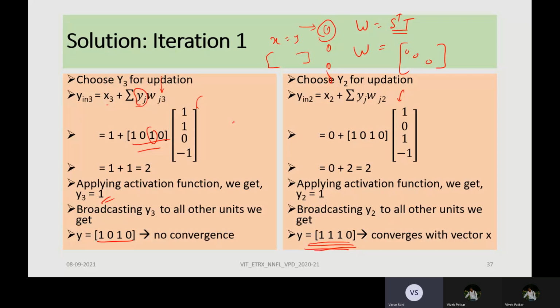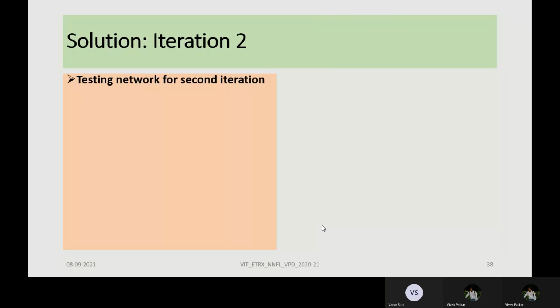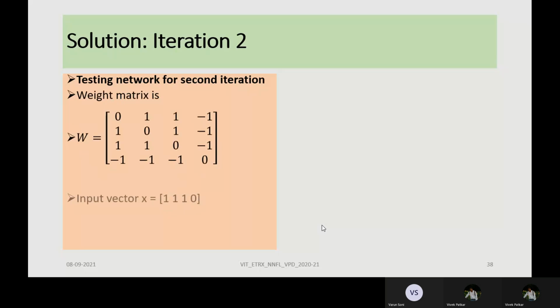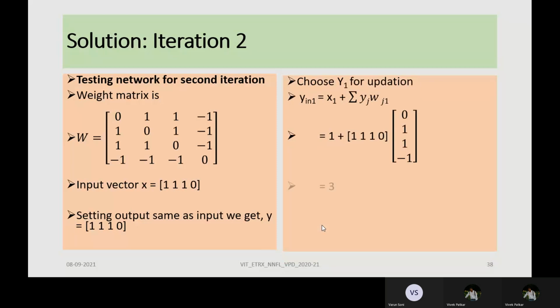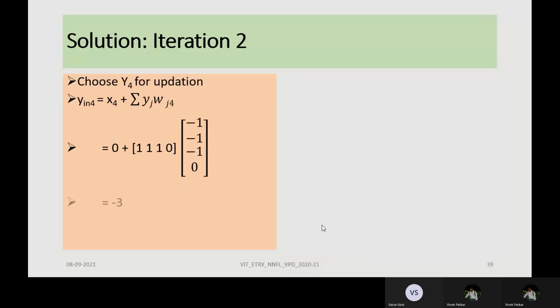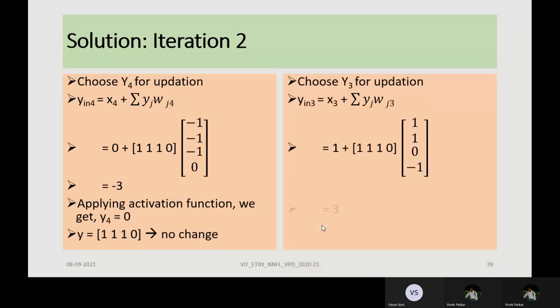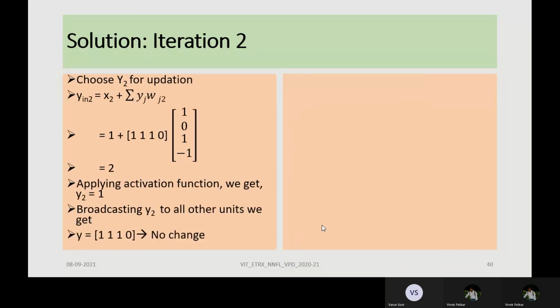Clear? Yes, sir. Clear. So I will now give you the starting steps, so you can go ahead with the second iteration also if you want. So this is a weight matrix, the input vector is given. First time we take output as same as input, then choosing y for updation, applying the activation function, there is no change. फिर y4 मैंने select किया, there is no change. y3 select किया, there is no change, and y2 select किया, there is no change, क्योंकि network has converged. Got it?